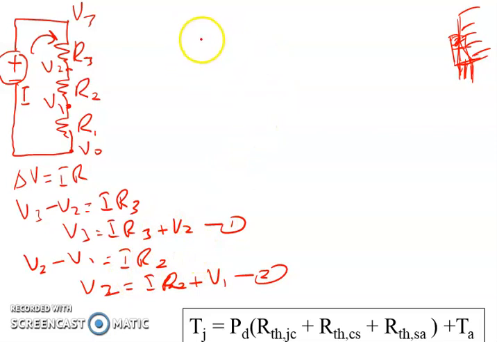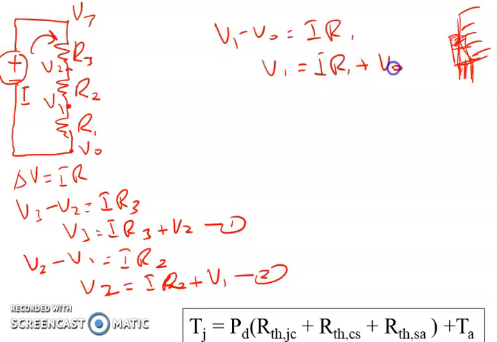Then for R1, V1 minus V0 equal to I R1. We arrange again, V1 is equal to I R1 plus V0. This is number 3.